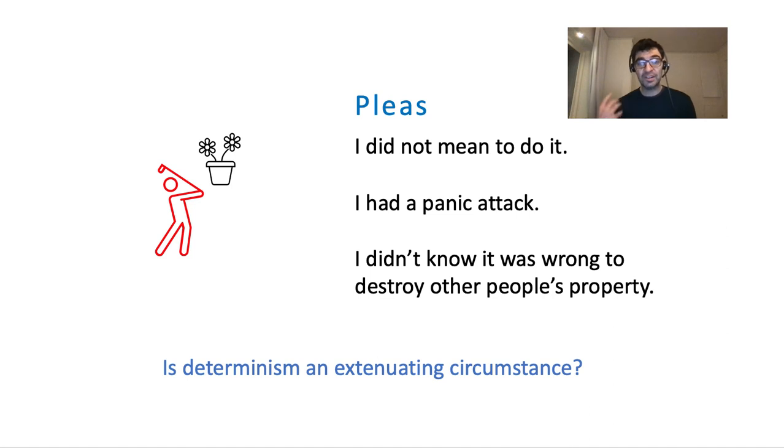And so Franklin's central question is whether determinism is such an extenuating circumstance. Is determinism the kind of condition that gets you off the hook, such that if you did something bad, but your action was determined by earlier conditions because our universe is deterministic, does that mean that it would be inappropriate to blame you for the bad thing you did? So that's what Franklin is interested in.